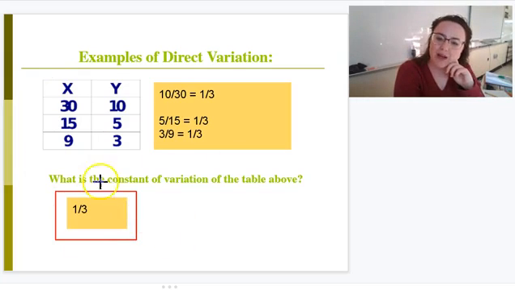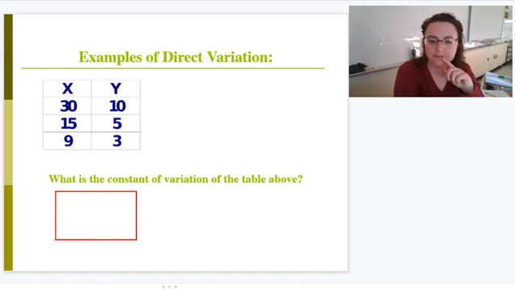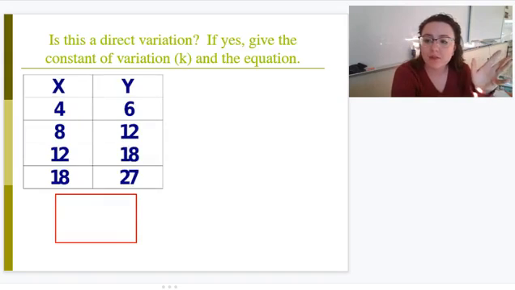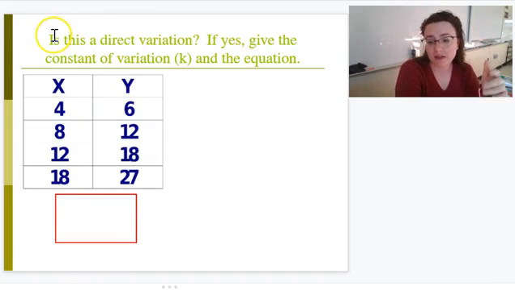Okay, so that's the way that we calculate constants of a direct variation problem. This one is slightly different than the previous two because it's asking, is this a direct variation? So in the first two, they told us that it was a direct variation. This time, it's asking us. So the way that we can do that is the same way we did. We still want to divide all these and check them.